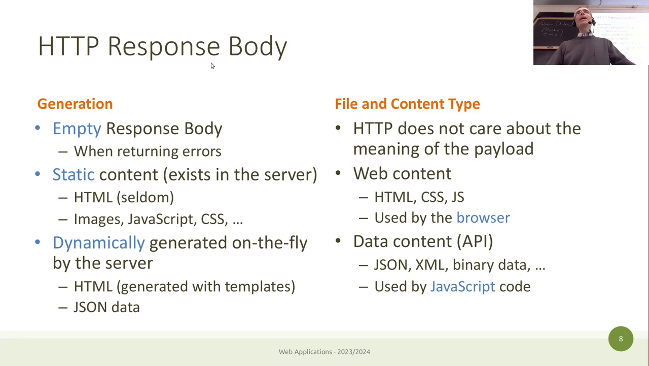So in the response, basically, we get the data that is interesting for our application. So something to show in the browser, to show to the user, okay? Well, depending on what happens, as I told you, it could be an empty body, so nothing to show. I mean, everything is encoded in the metadata. Typically, there has been an error, so there's nothing to tell to the client. Or it could be static content, something to be shown in the interface of the browser, or it could be content which has been dynamically generated, created, processed by the server. Okay.